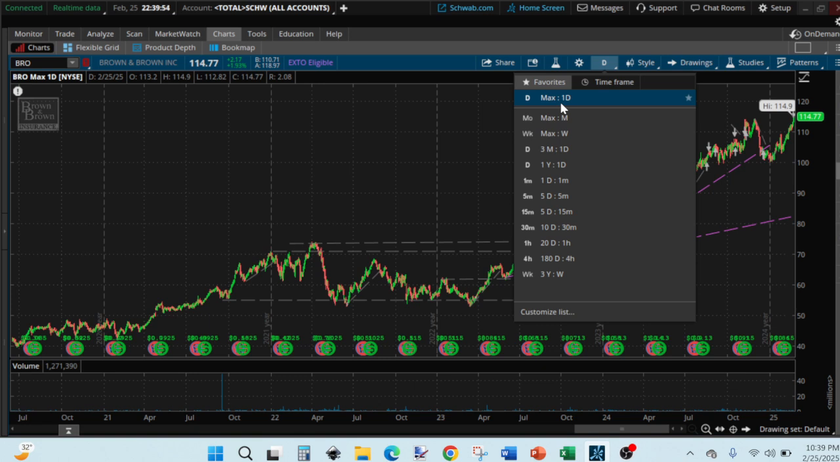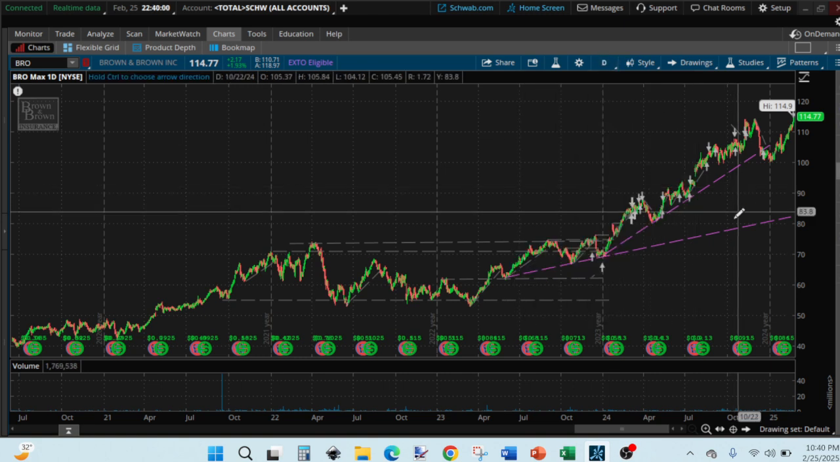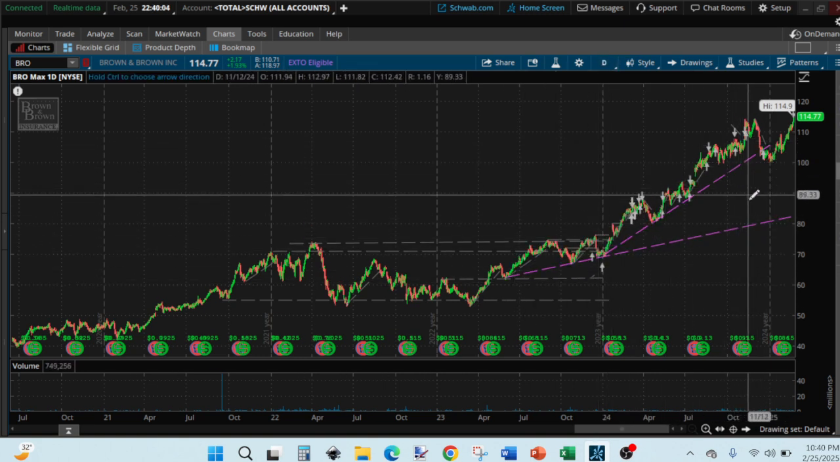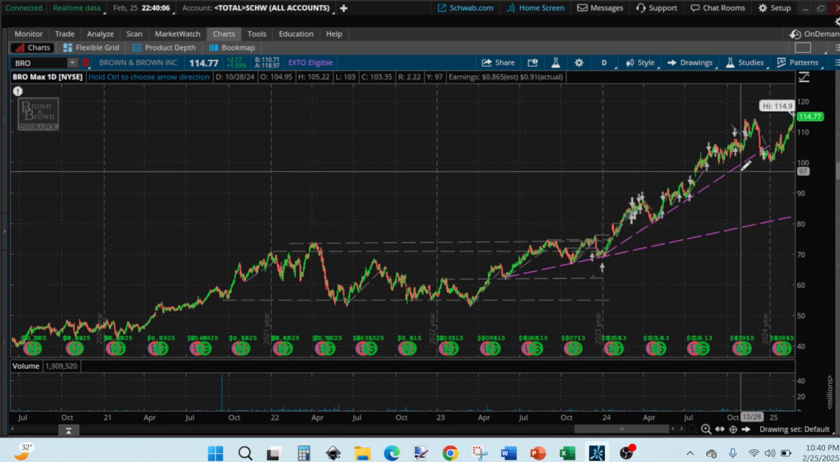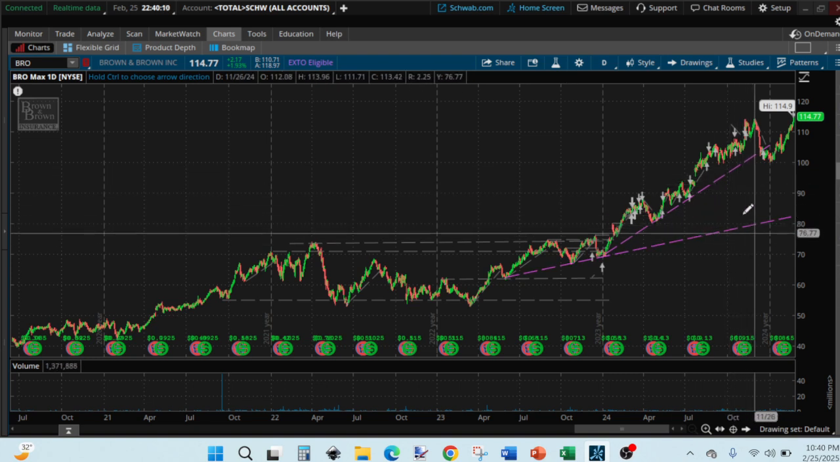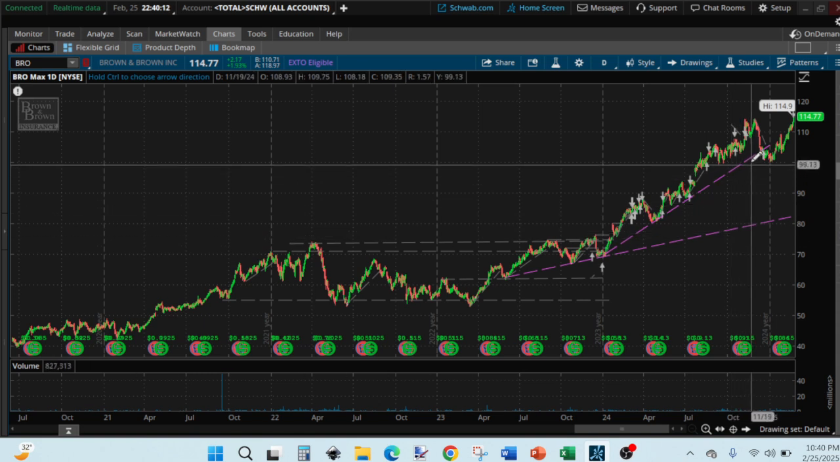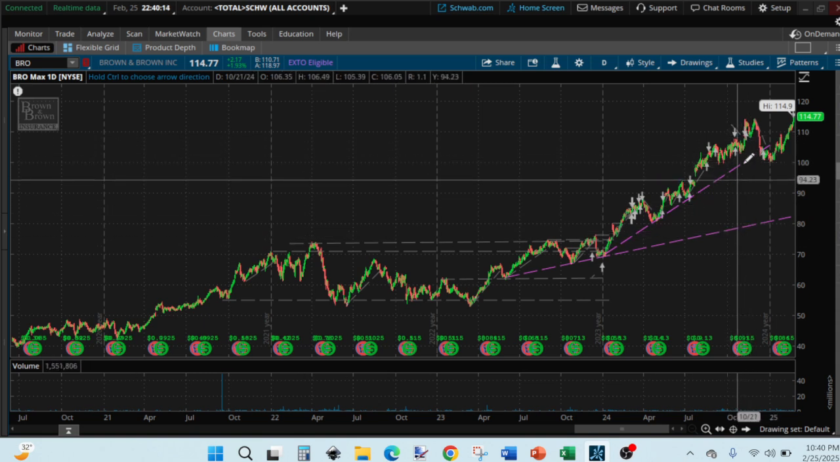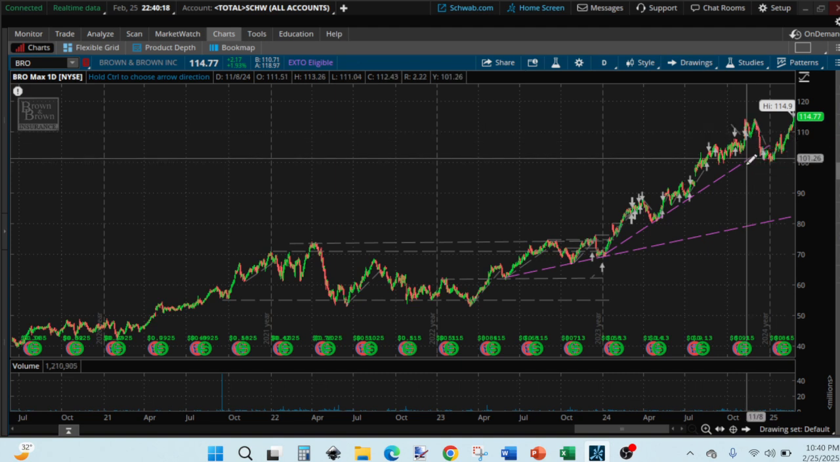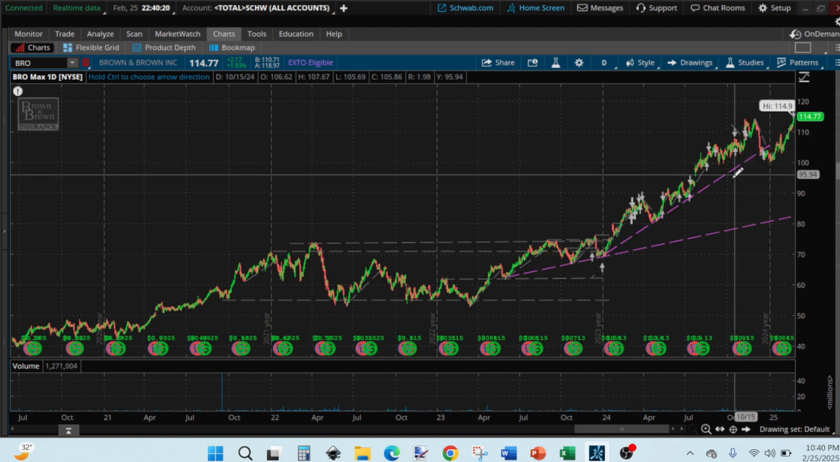So to swing trade, you use the daily chart. You can use the maximum daily chart or the 1 year daily chart. So BRO, we have those two purple lines that we like to buy at when they fall down to either one of those two. So we bought it at some point. There is an arrow there pointing out where we bought it.